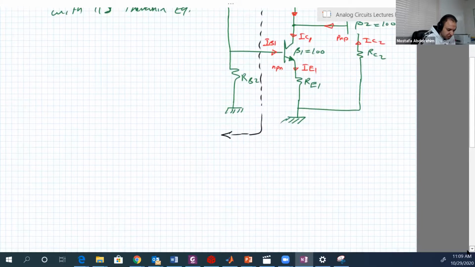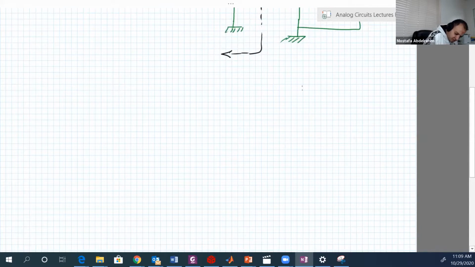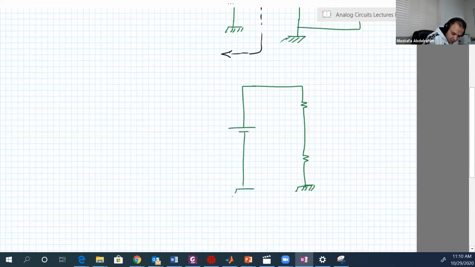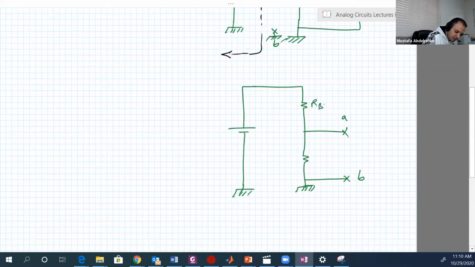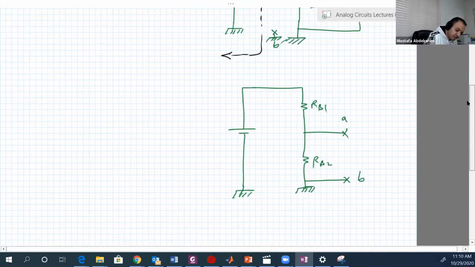So before going into the circuit, I'm gonna do that again for you guys, if you missed it last time. Here are the two points: this point in here and the ground. This is A, this is B. B is the ground. This is RB1, this is RB2. And here is, I think, 15 volts, yes.